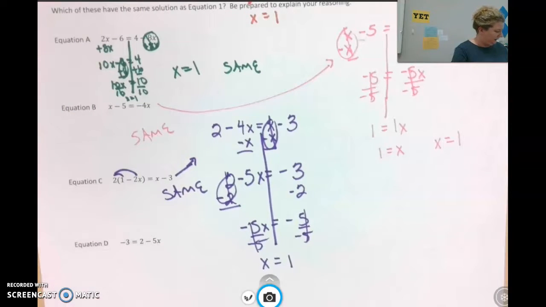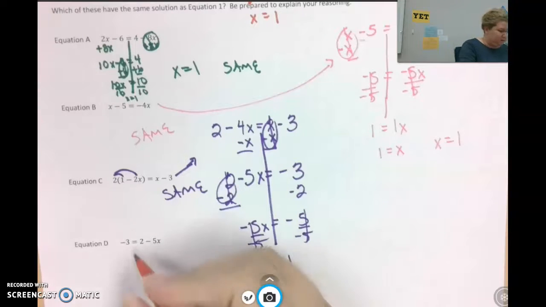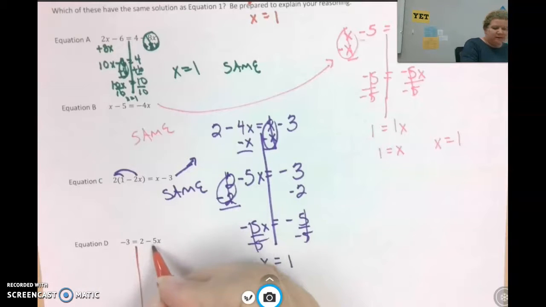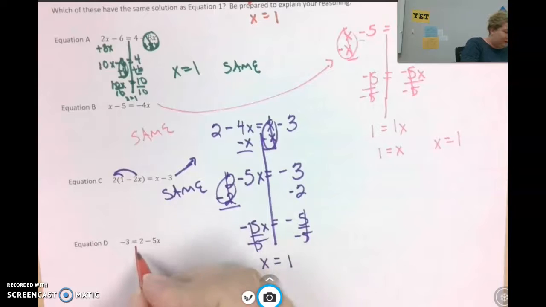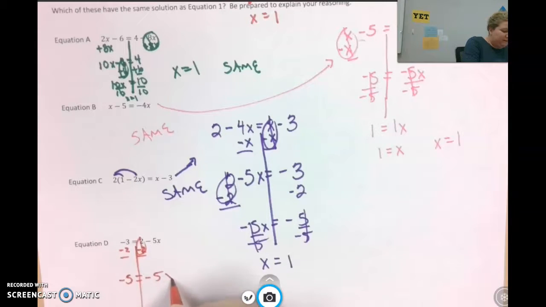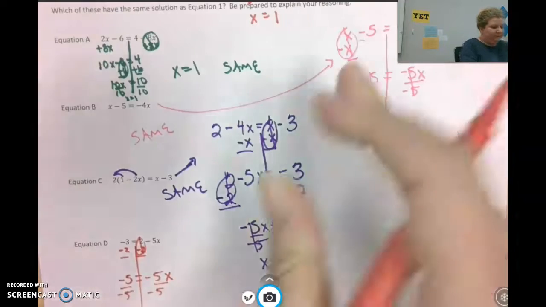Okay, one more to go on this page. Go back to red. All right. So I'm just going to leave this variable on the right side, and I will move the constant to the other side of the equation. Negative 5 equals negative 5x. Divide each side by negative 5.